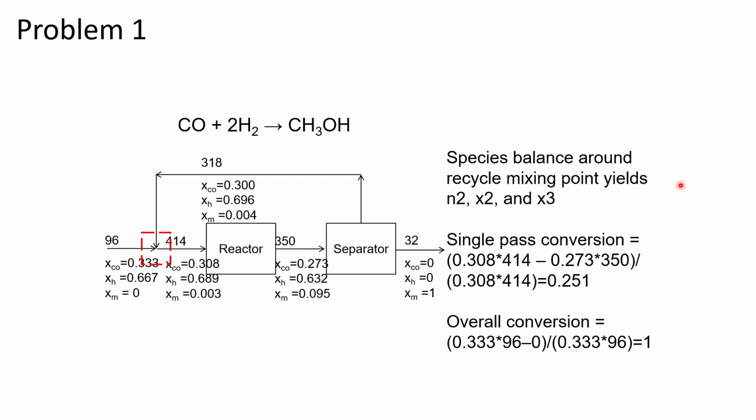If you do solve those mass balances, I'm not going to reproduce them here, what you find is that the sum of these two flow rates gives a flow rate going into the reactor of 414. You can calculate the composition of CO going in as 0.308. So if we substitute those numbers into our single pass conversion calculation, we find the single pass conversion is 0.25. So about 25% of the CO that enters into the reactor is converted. What does not react gets removed from the separator and gets recycled back.